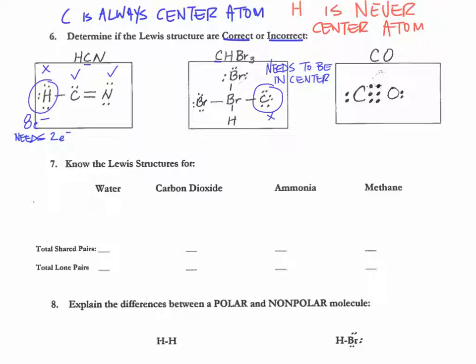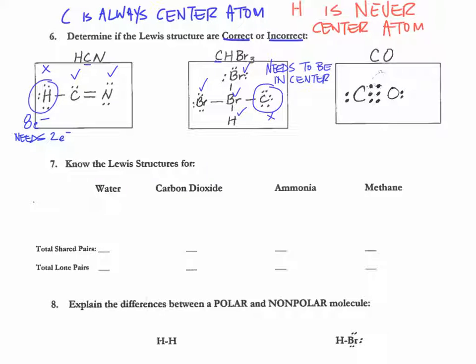This bromine's good. Bromine in the center, even though it's drawn incorrectly, should have 8. Here's 2, 4, 6, 8. So everything else checks out with the exception of carbon not being in the center. Bromine should be moved over here.